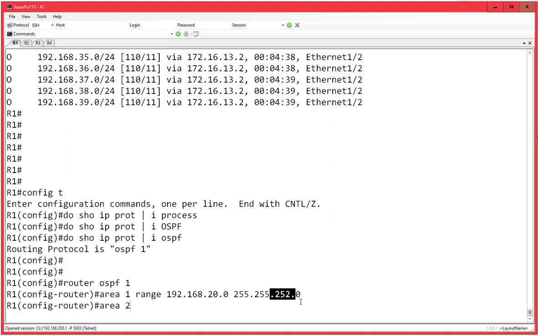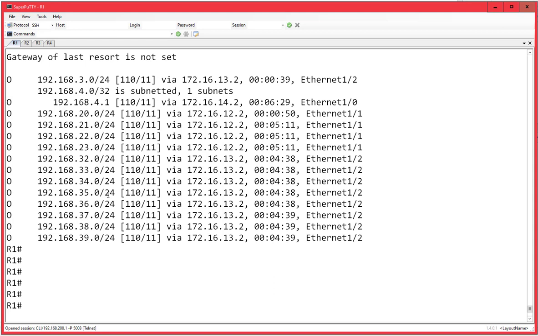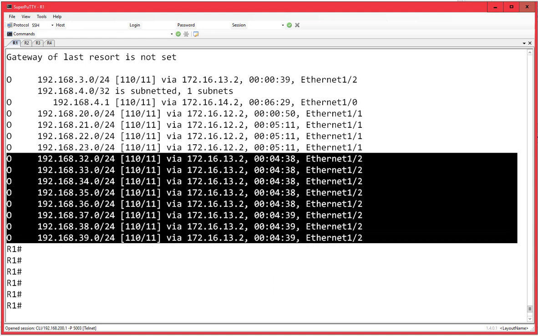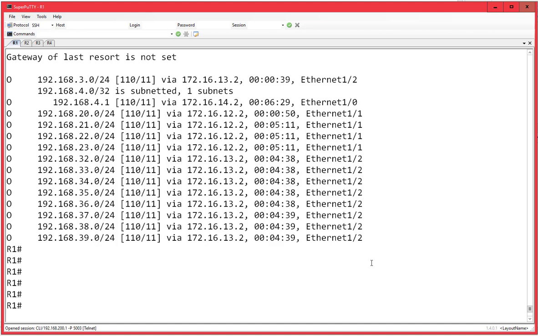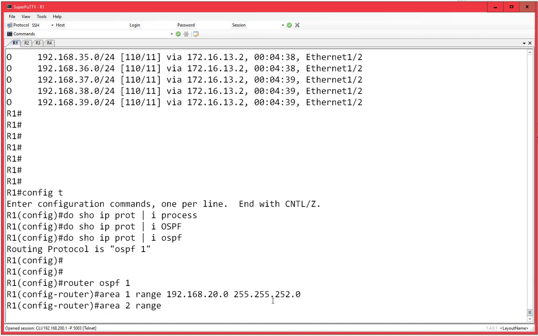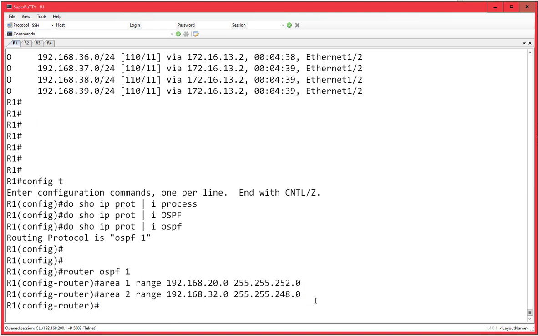All right, and then area 2 range. In this case, I want to summarize these networks here, 32 through 39, which is a block of 8 starting at 32. 192.168.32.0, 255.255.248.0. That is a block of 8 starting at 32. That's it. It's that simple.